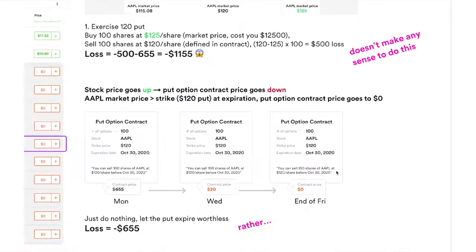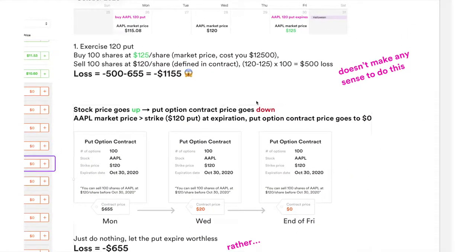Well, if you remember, if the stock price goes up, the put option contract price goes down. And one thing to note is that by the end of Friday expiration, if the Apple market price is above the strike price in your put option contract, then that put option contract price is going to go to 0. So in our example, on Friday, the Apple market price is 125, which of course is above the strike price, 120, right? So what it means is that the put option contract price is going to go to 0 on Friday with the contract that you have.